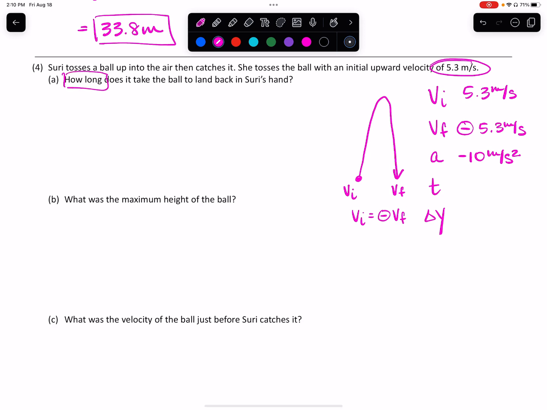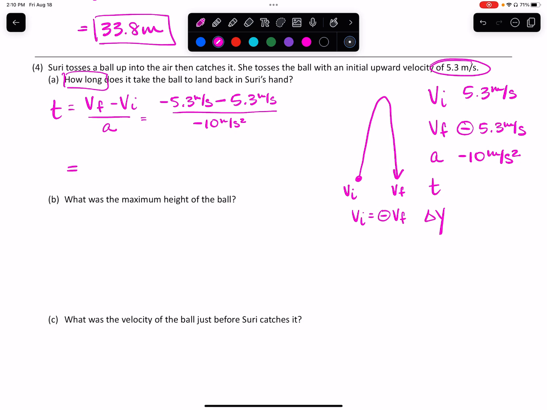So we want to know how long. We're looking for time, and based on our rearrangements, time is V final minus V initial over acceleration. So we have negative 5.3 meters per second minus 5.3 meters per second divided by negative 10 meters per second squared. So I'm going to end up with a negative 10.6 divided by negative 10, which is going to fix my sign problem. And I find that it takes 1.06 seconds for the ball to go up and come back down.